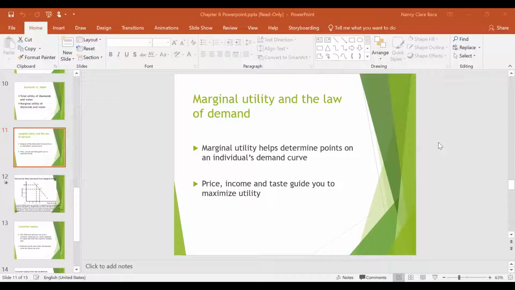All right, so let's go ahead and finish the chapter. We've only got a few slides to go. So we talked about marginal utility. Marginal utility being the additional satisfaction you get from consuming something.